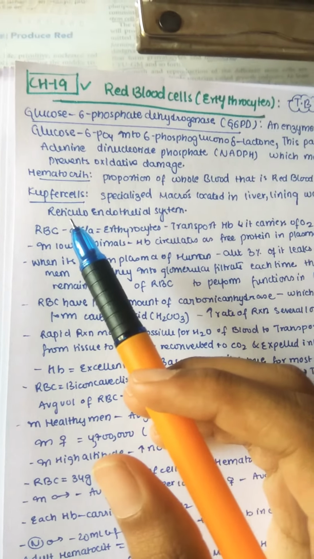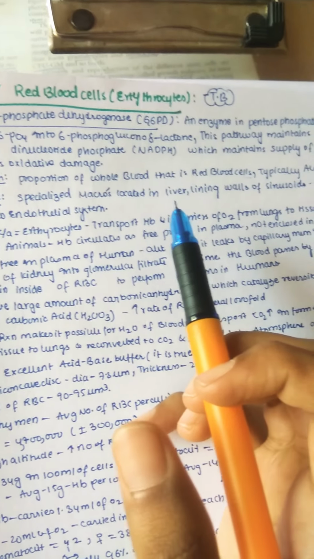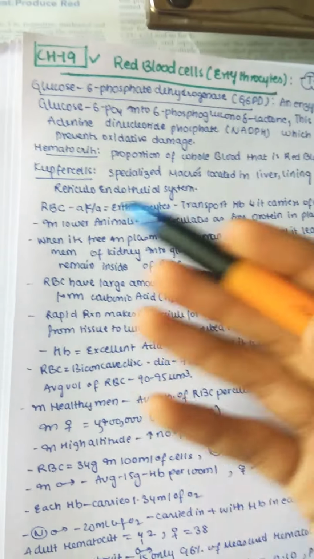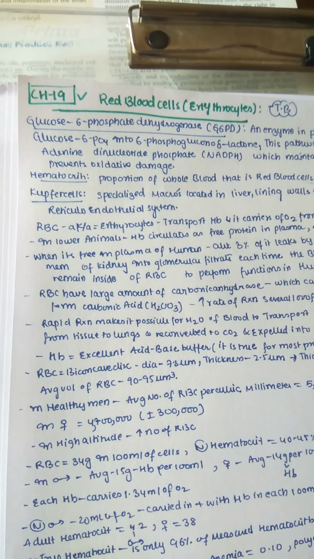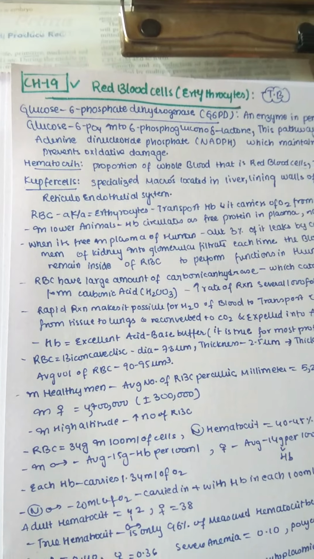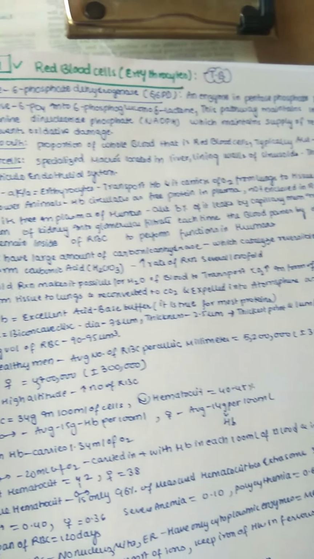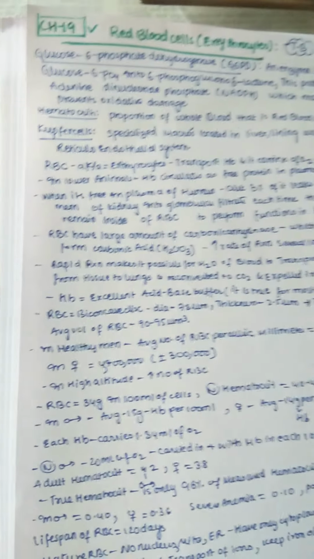And next, coming to Kupffer cells. These are specialized macrophages mainly located in the liver and in the lining walls of sinusoids. These cells form part of the reticuloendothelial system. Kupffer cells are macrophages mainly present in the liver, in which part of the liver? In the endothelium of sinusoids. We have sinusoids in the liver. You can see our histology videos of liver to understand these concepts. These cells form part of the reticuloendothelial system.